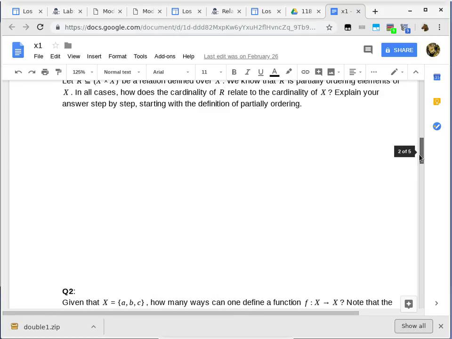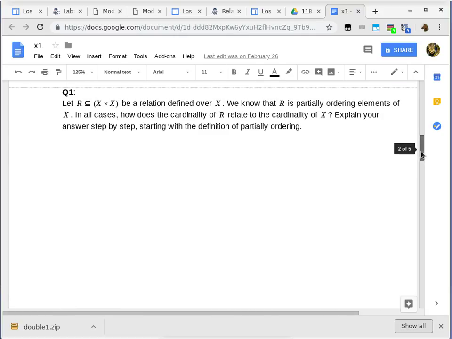All right, so the first question is, once again, relations. It says if R is a subset, not proper subset, but just a subset of X Cartesian product with X, a relation defined over X, we know that R is partially ordering elements of X. So it's given to you that it is a partially ordered relation. In all cases, how does the cardinality of R relate to the cardinality of X? Explain your answers step by step, starting with the definition of partially ordered.